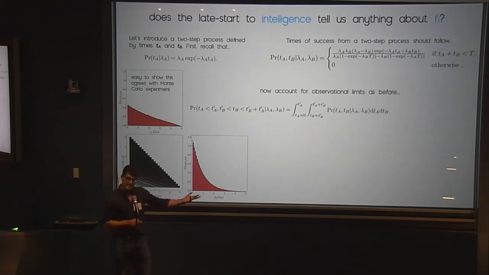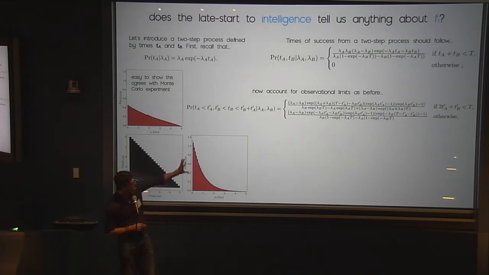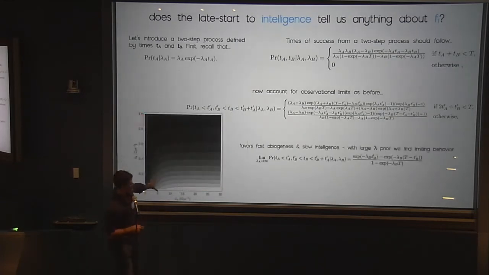Then you have to account for selection bias, observational limits as before, which we do here, and you get this magnificent looking likelihood function. This is what it actually looks like if you actually plot it. This is the rate of abiogenesis. It favors white is high, so it favors a high likelihood is happening for high abiogenesis rates. And lambda b, the rate of intelligence emerging, is slow, which kind of makes sense.